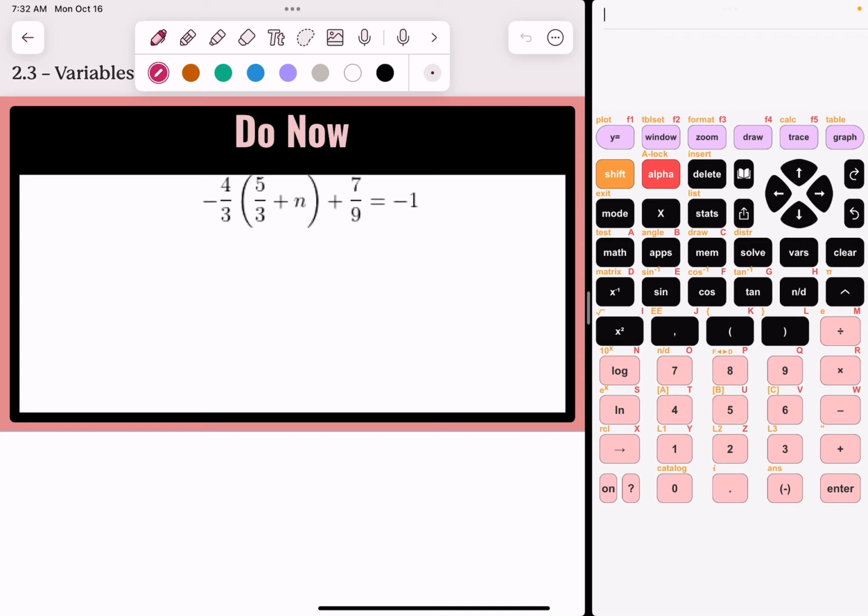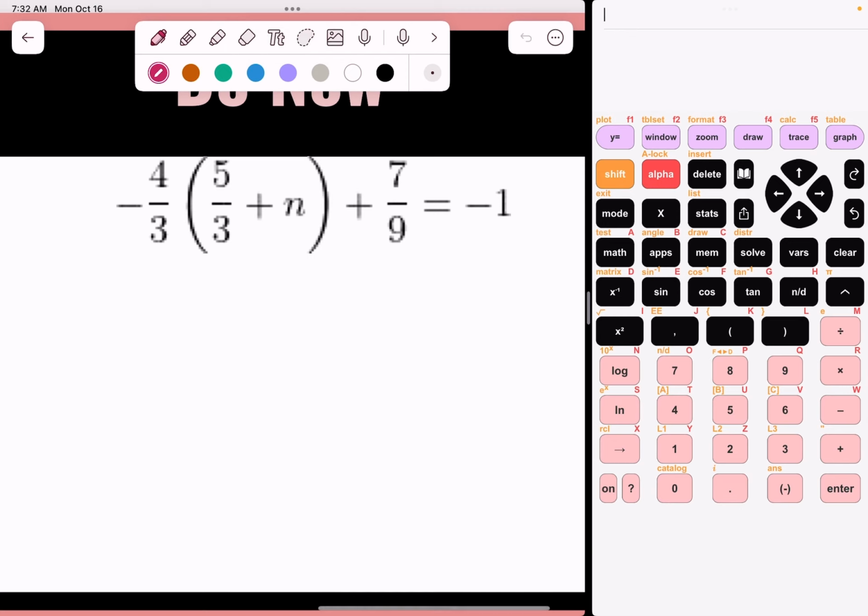So let's look at this do now. It's a multi-step equation. First, start with your parentheses. So let's do negative 4 over 3 times 5 over 3. And we get negative 20 over 9.